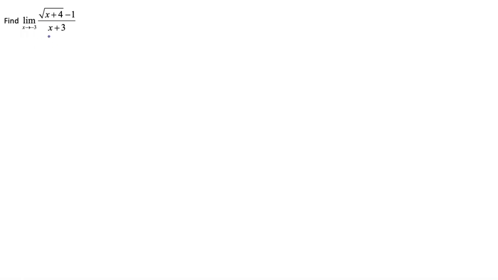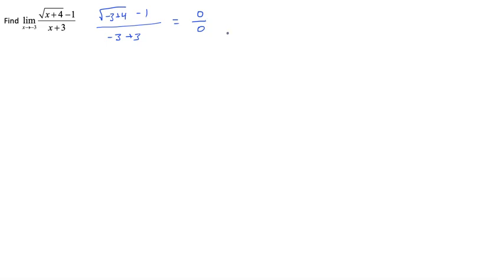Let's plug in the negative 3. So we get radical negative 3 plus 4 minus 1 all over negative 3 plus 3. And we can see immediately we're going to run into some problems. We get 1 minus 1 on the numerator, which is 0. We get negative 3 plus 3 on the denominator, which is also 0.